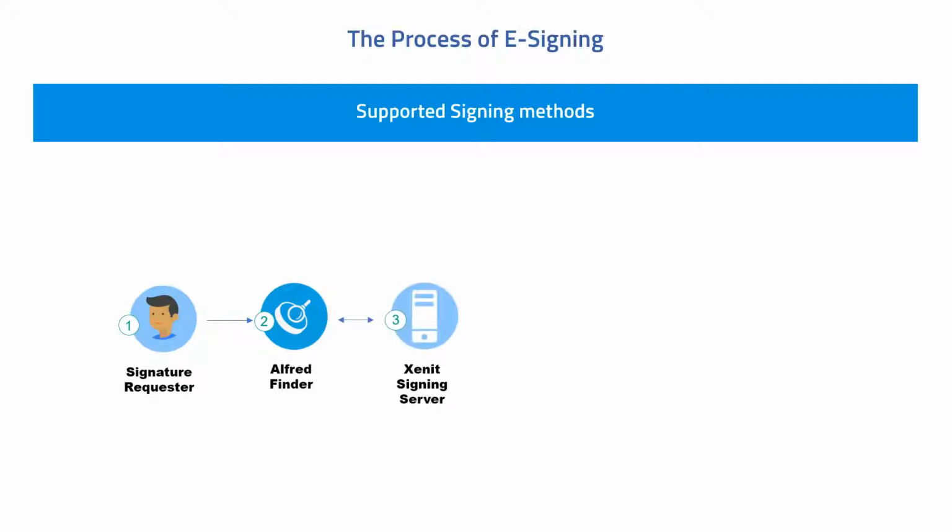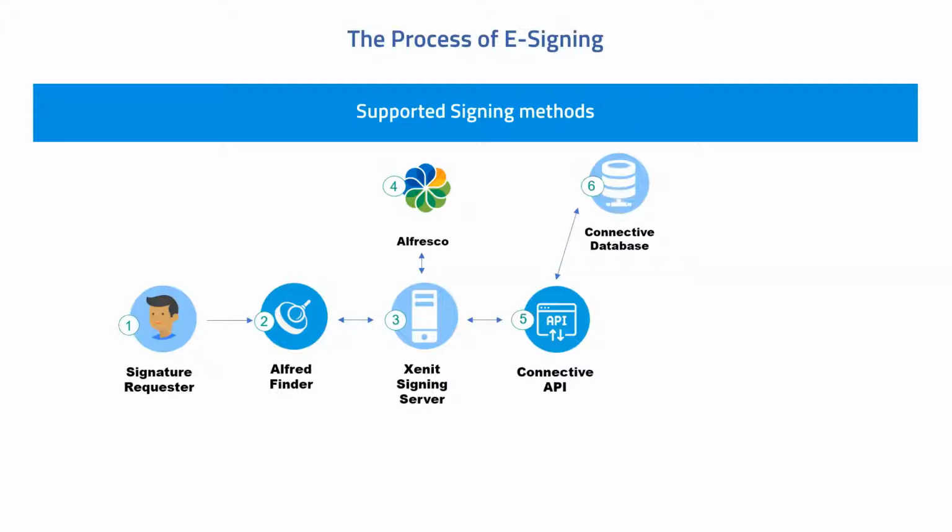When the requester requests the signature of a document, the request is sent to our Xenit signing server, which communicates with Alfresco. The signing server will request the document from Alfresco and will send a request to the Connective platform. The request contains the selected document and the extra information given by the signature requester. That information is stored in the Connective database, and at the end, the Connective portal will show up where the signer will sign the document.